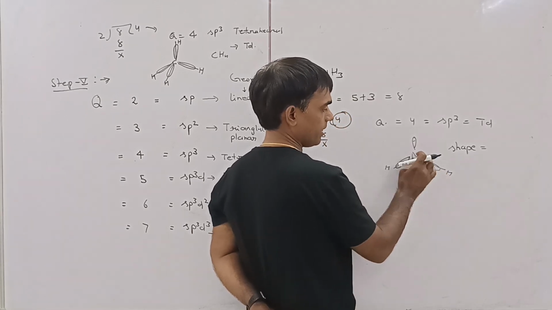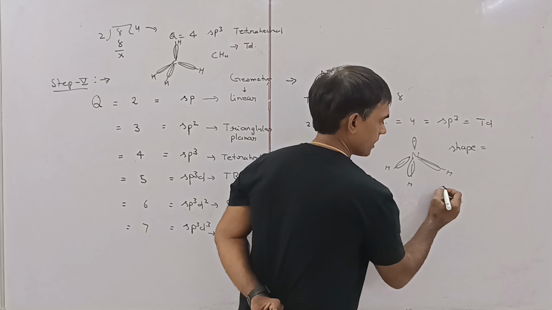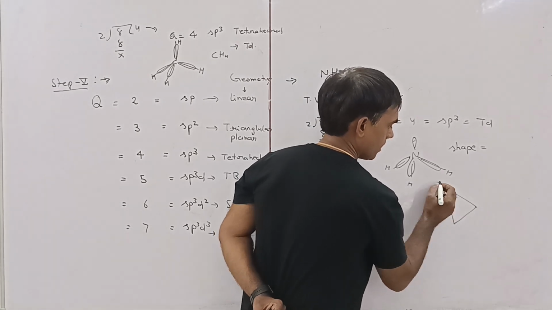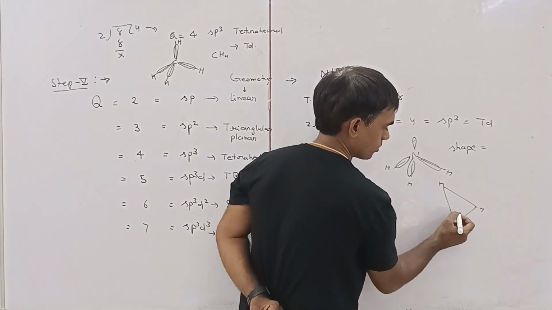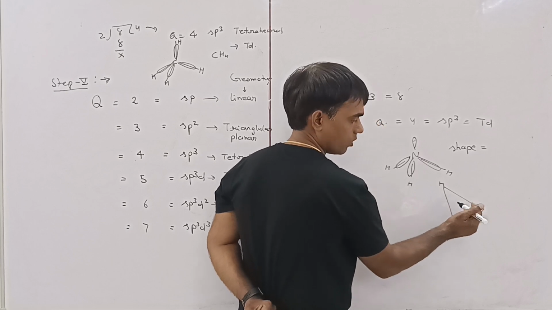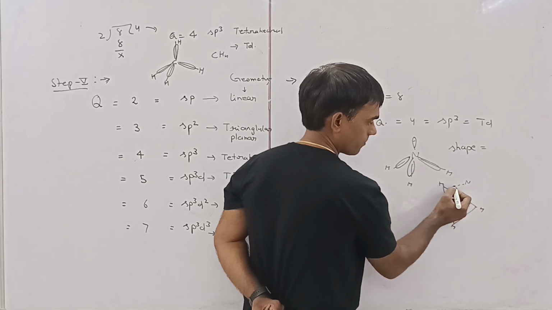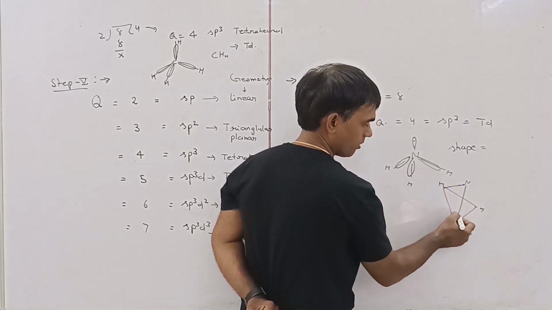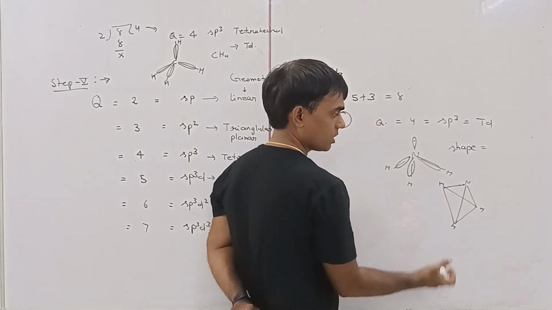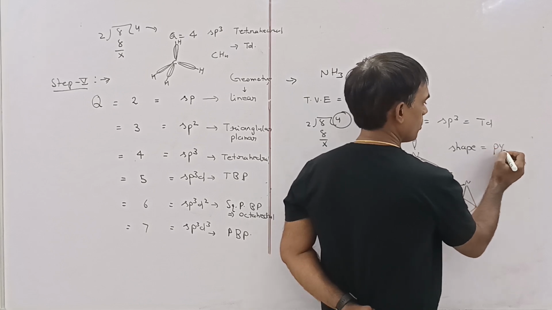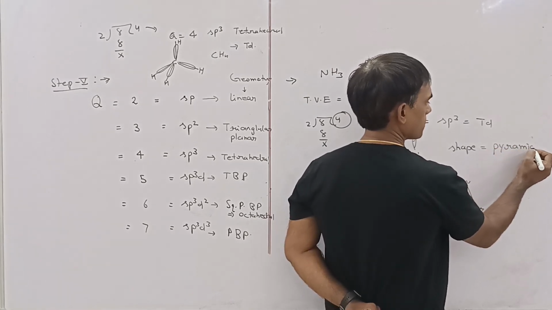These 3 hydrogens are in one plane and nitrogen is above that. You can see it like this: hydrogen, hydrogen and hydrogen, and nitrogen is above the plane. So I can put nitrogen here, making one bond with each hydrogen. This is called the pyramidal shape.